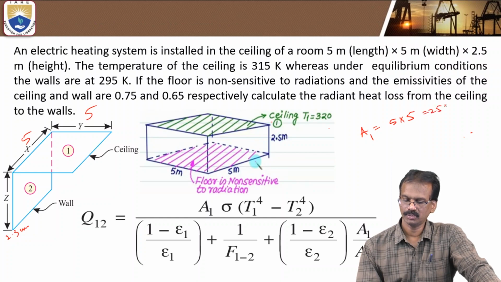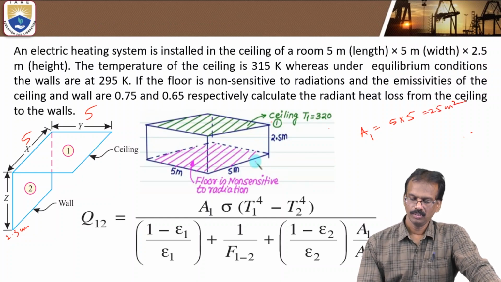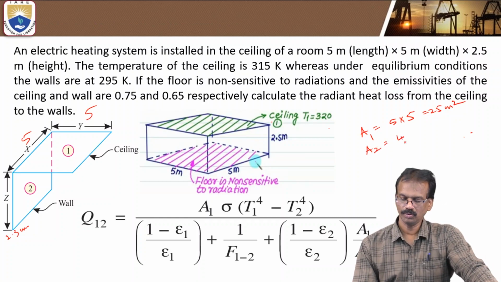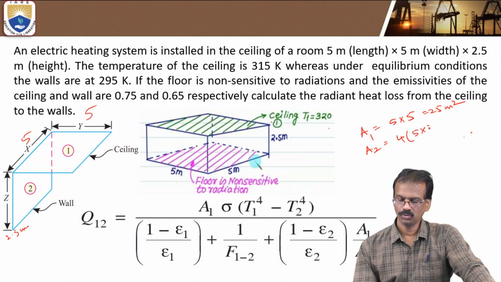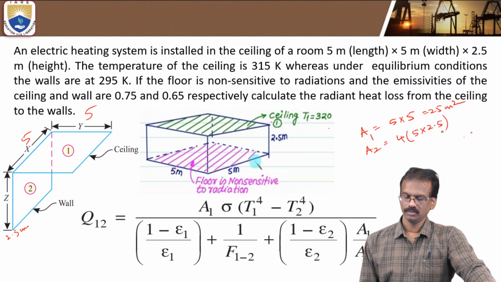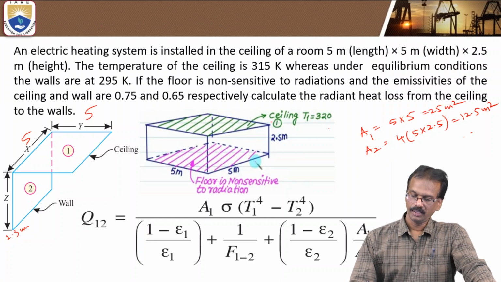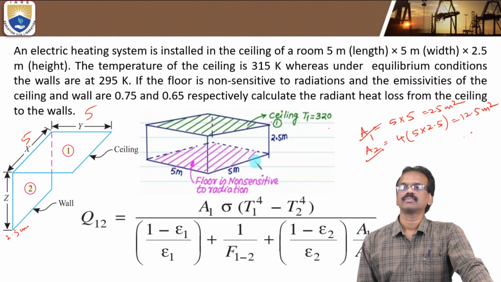So 25 meters square, you can consider this one. So area of the rooms. So 4 walls are there, 4 into area of the wall. Area of the wall is equal to 5 into 2.5. Okay, so this one is the area 1 and area 2.